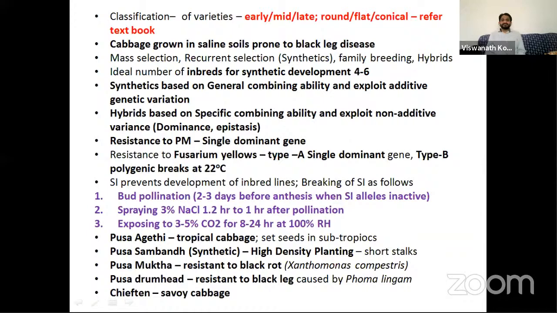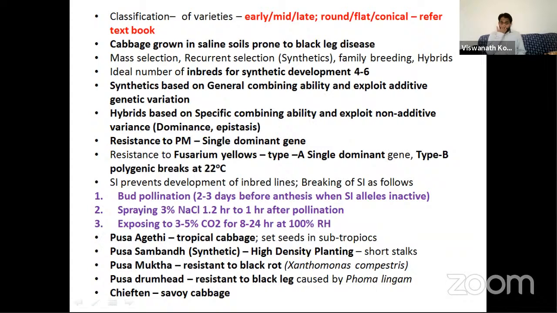So the synthetics are based on exploiting the general combining ability and the relative genetic variation, whereas hybrids are based on the specific combining ability and the non-relative genetic variation. You can refer to the genetics book for what relative and non-relative variation is. So the resistance to powdery mildew is governed by a single dominant gene, and the resistance to fusarium yield loss.